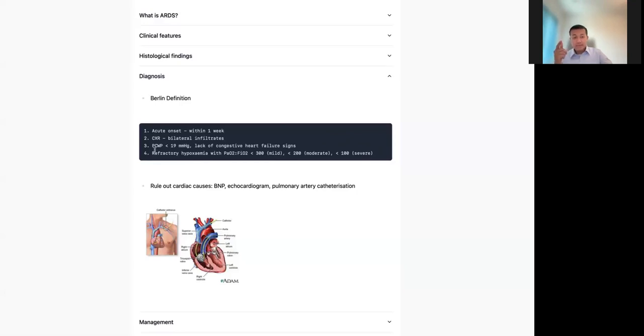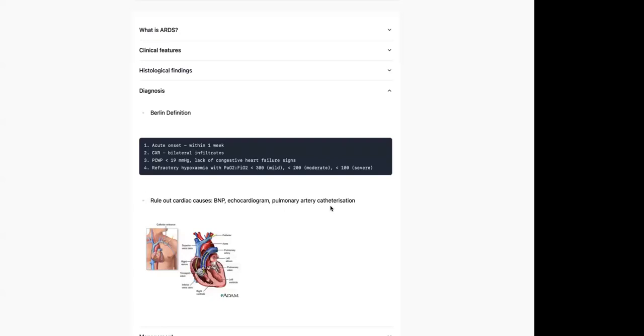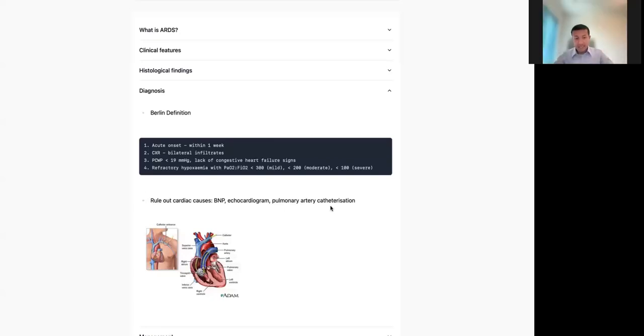Next, the pulmonary capillary wedge pressure less than 19 millimeters of mercury, or lack of congestive heart failure signs. So this is the one that I was asking about previously. You have to rule out, most of the time we can't know the wedge pressure, but we can rule out congestive heart failure signs, for example, by doing the BNP or the echo. Or if the patient's very sick, then we might as well do the pulmonary capillary wedge catheter, or what's the other name? Swan-Ganz catheter. We'll talk about that in a minute as well.